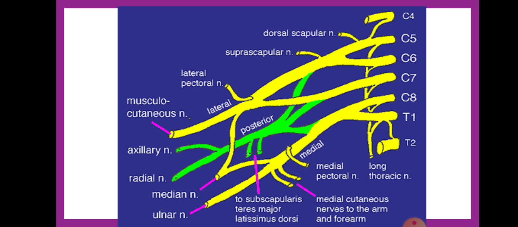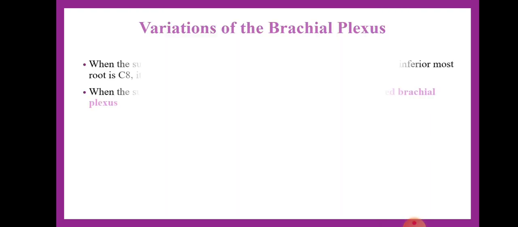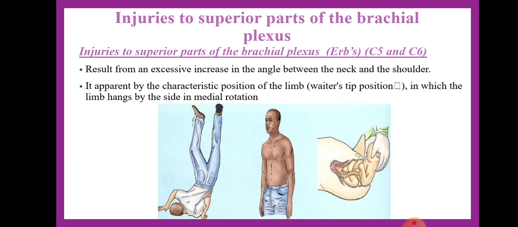Variation. The brachial plexus may originate from C4 to C8. This is named the prefixed brachial plexus, and it may also originate from C6 to T2, and this is known as the postfixed brachial plexus. Okay, injury to the brachial plexus.